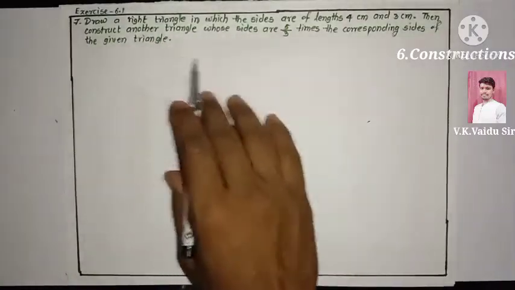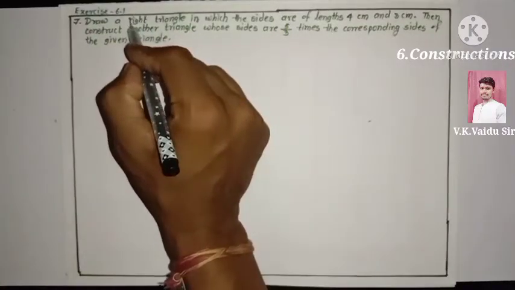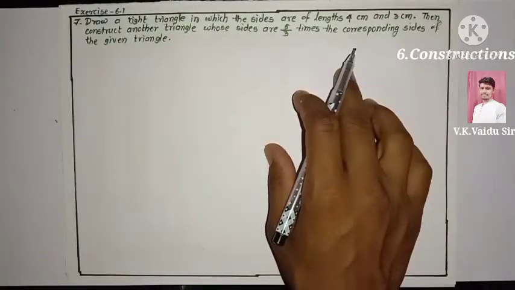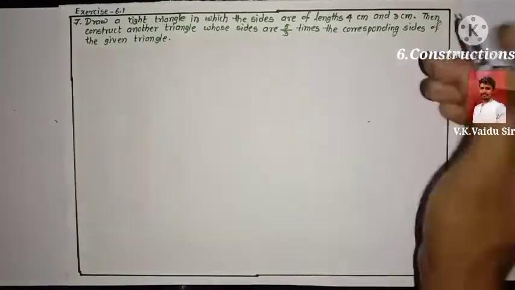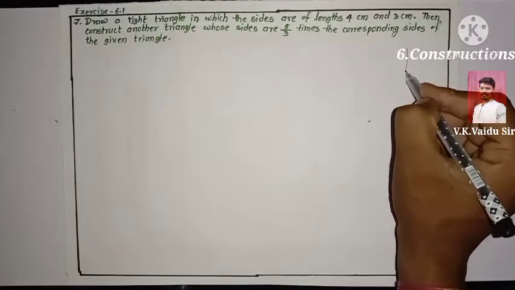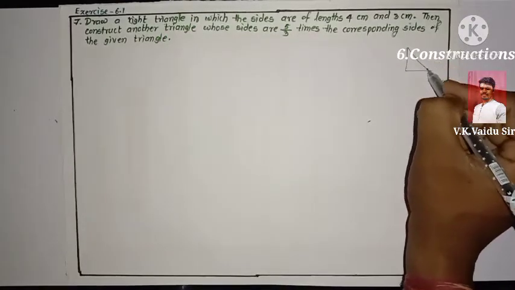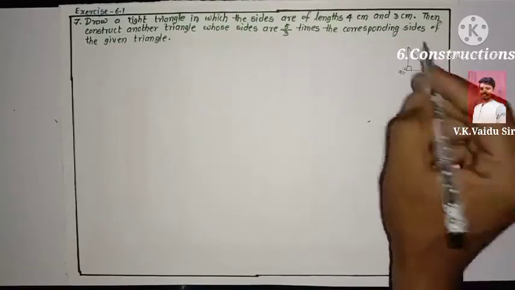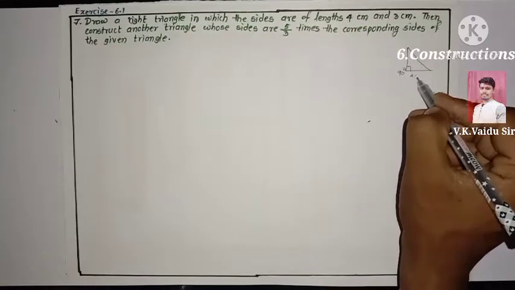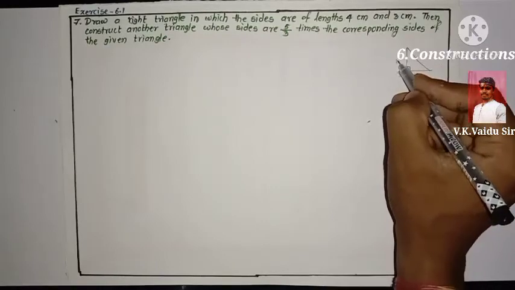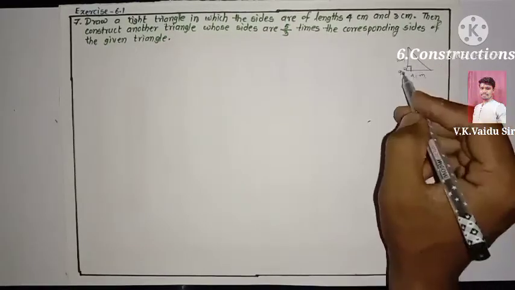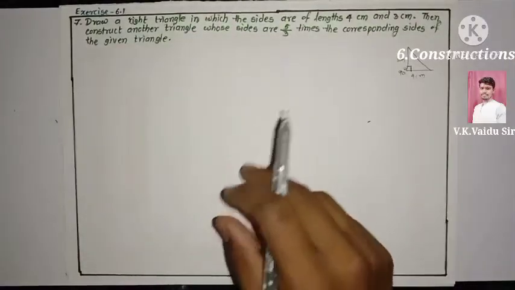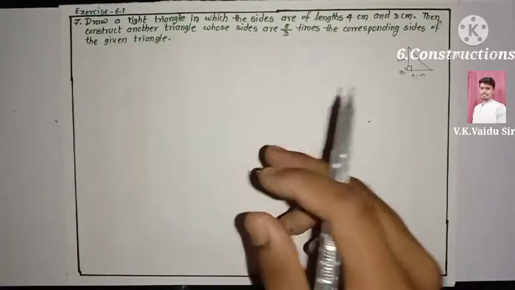It means which triangle is given? Important: a right triangle. A right triangle is one in which one angle is 90 degrees. Roughly, we draw a right triangle like this. This is the 90 degree angle. Two sides are given: one side is 4 cm and the other side is 3 cm, and the angle is 90 degrees. We want to draw this triangle, so let us now solve this problem.